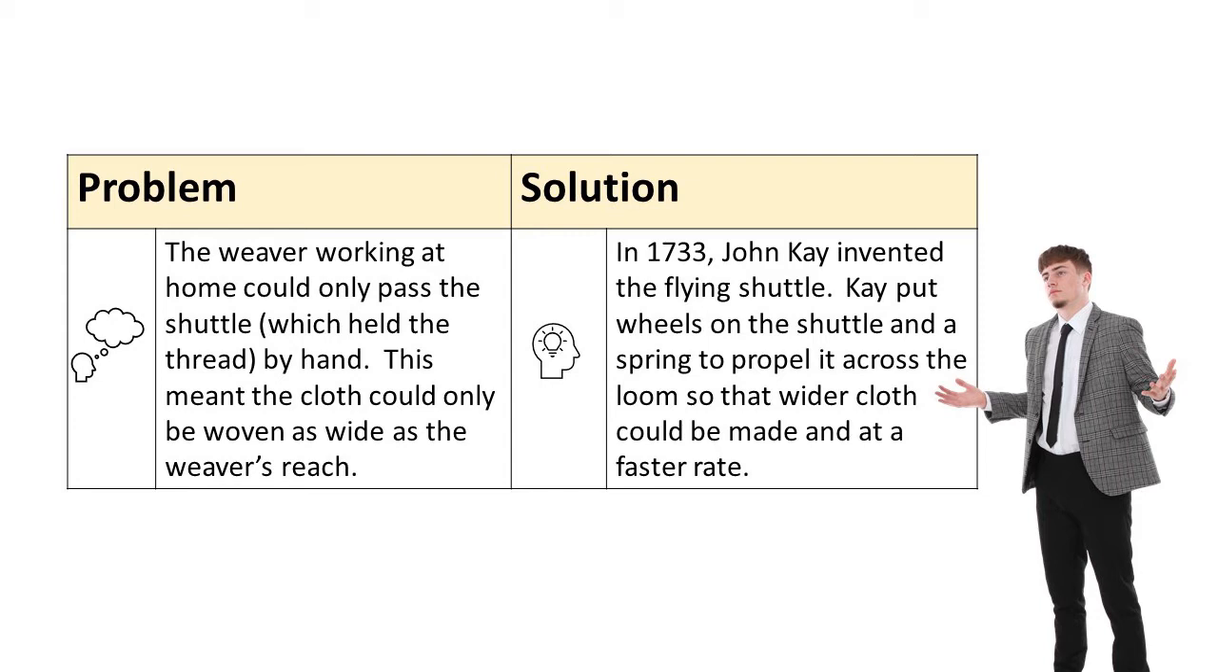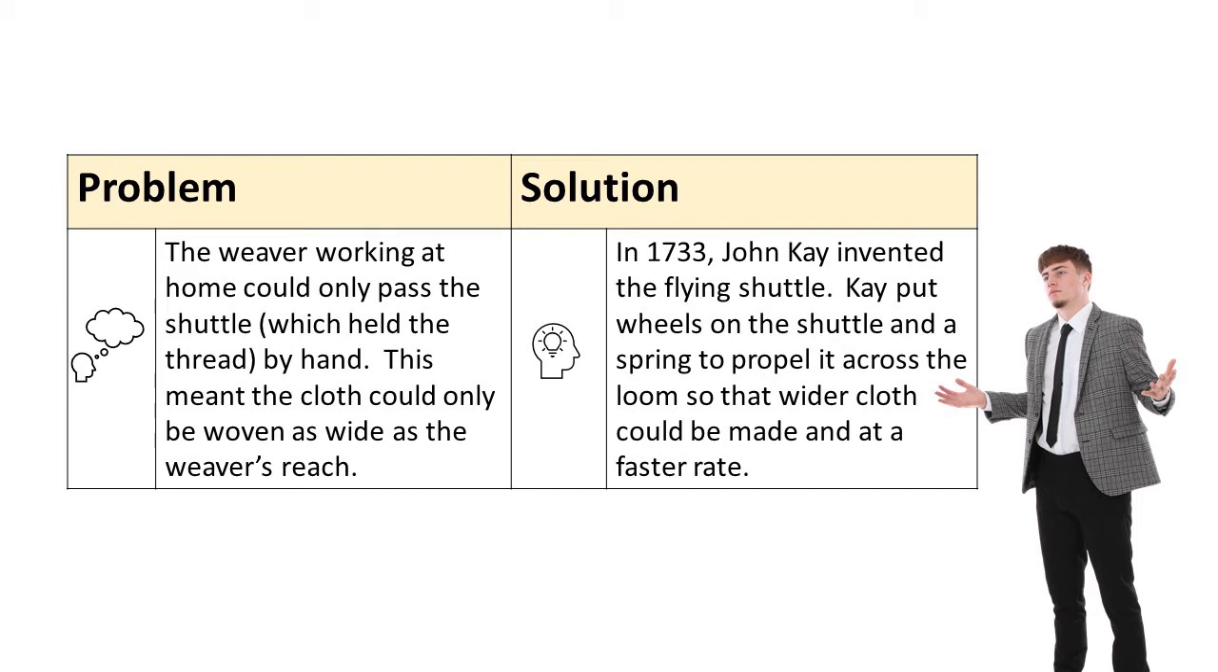Now the problem is the weaver working at home could only pass the shuttle by hand. This meant the cloth could only be woven as wide as the weaver's reach. Now the solution to that was in 1733, John Kay invented the flying shuttle. Kay put wheels on the shuttle and a spring to propel it across the loom, so the wider cloth could be made and at a faster rate.